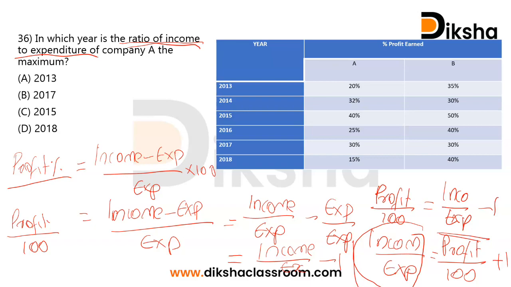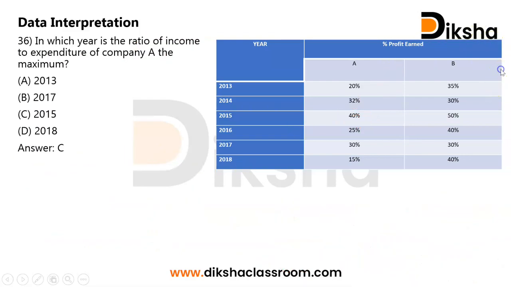So let's see in which year the profit percentage is higher with regard to company A out of all the years. It is in 2015, so we have the year 2015 here also. So it's a direct question. Rearranging the equation, we get that the income by expenditure ratio will be higher when the profit percentage is higher. Out of all the options A, B, C, D, we have 2015 with the highest profit percentage, so we have option C as the correct answer to this particular question.